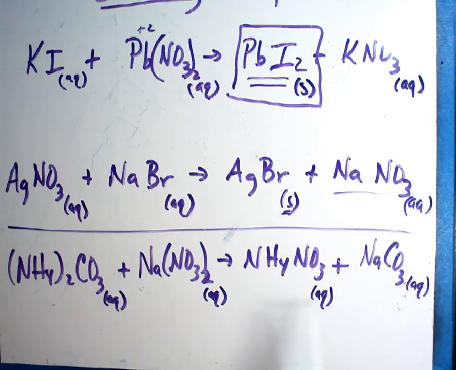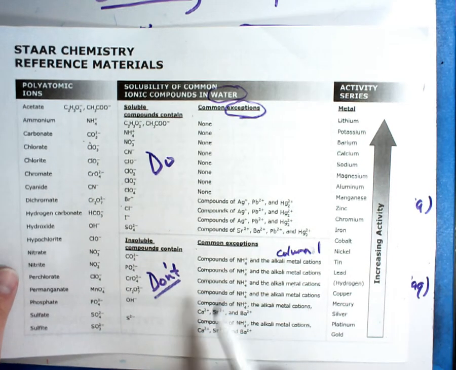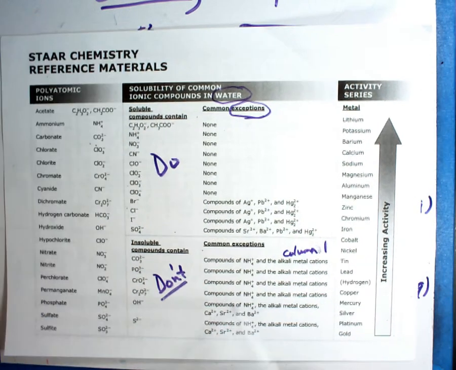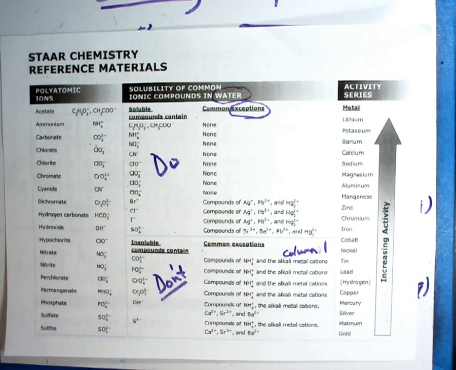Everything is AQ. Nothing turned out to be insoluble anywhere off this chart. So you have to know how to use this chart and the solubilities. These are the do's, these are the don'ts. Look at each part one at a time, and you can tell what's going on. Good job.